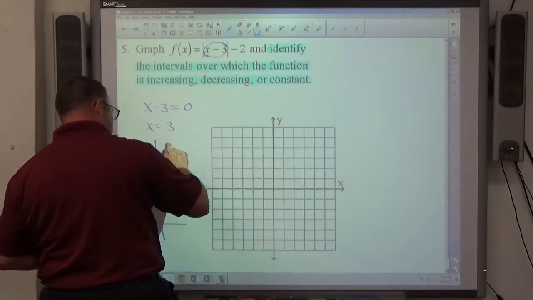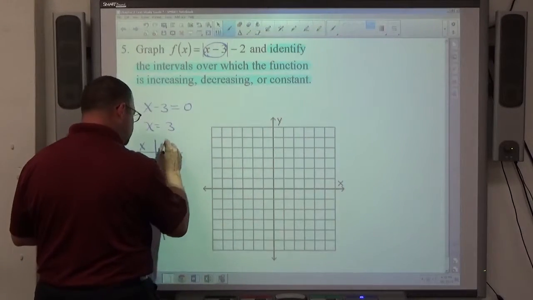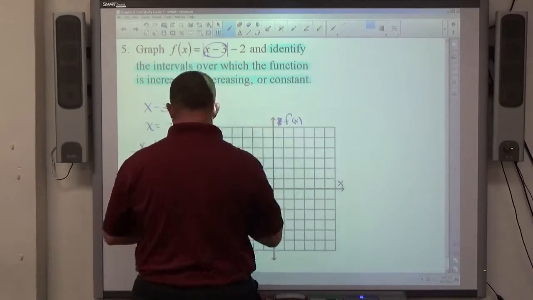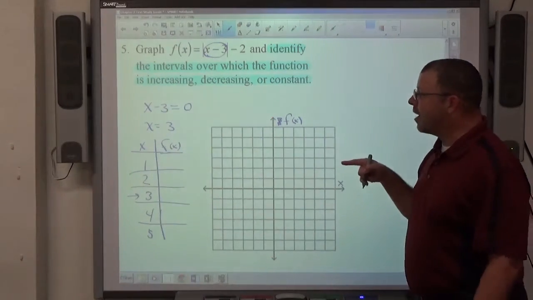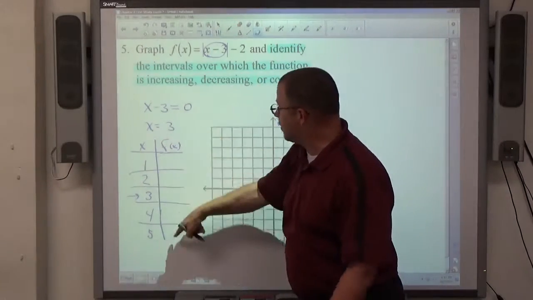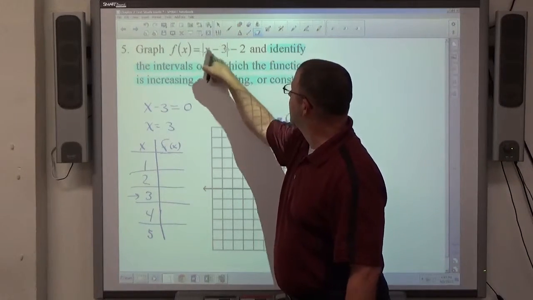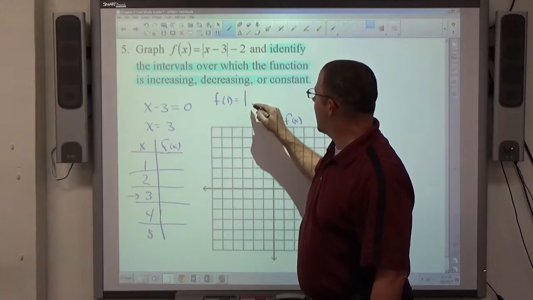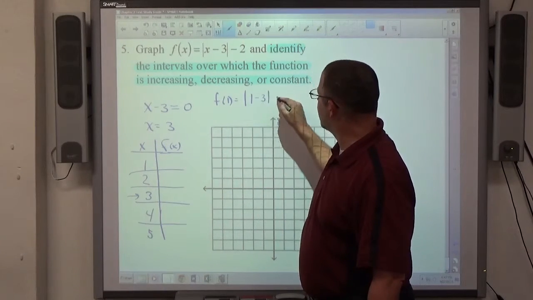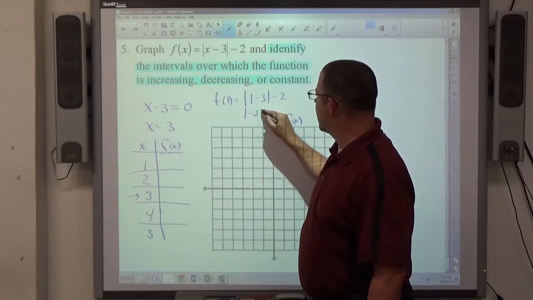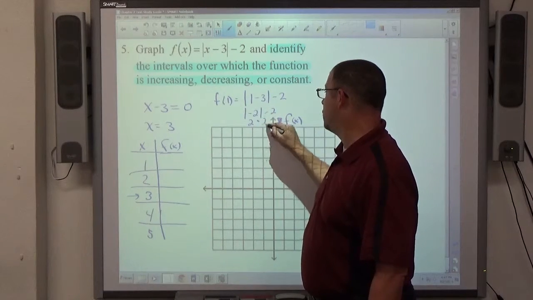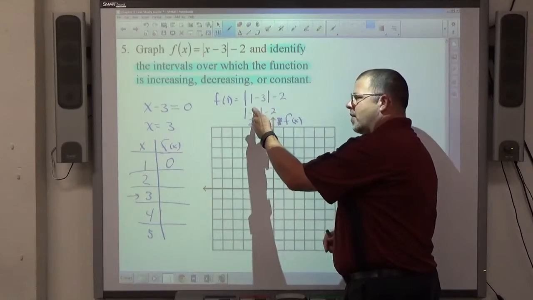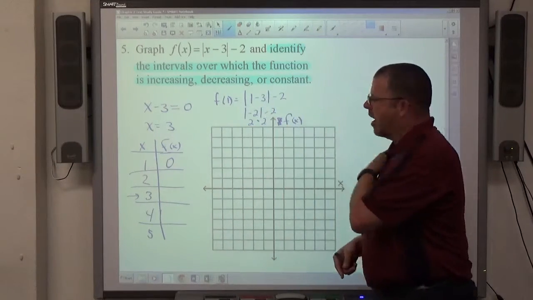This is actually f of x. I'm going to change this y into an f of x. To evaluate f of x, I simply substitute these numbers 1, 2, 3, 4, and 5 into this expression. If we just take a look at f of 1, it's going to be the absolute value of 1 minus 3, minus 2. That's the absolute value of negative 2 minus 2, which is just 2 minus 2, which equals 0. Okay. Evaluate, then make it positive, then add or subtract.